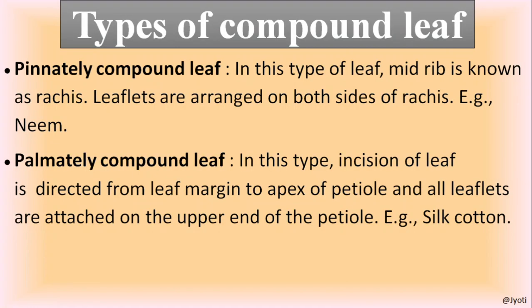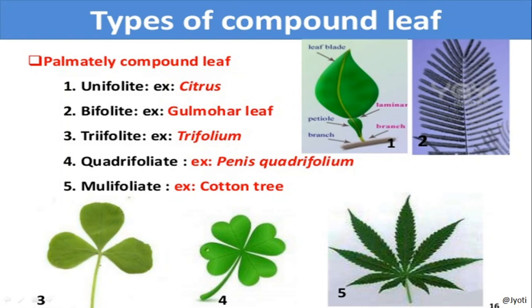Then come to the other type of compound leaf, palmately compound leaf. Palmate, palm, like your palm, like the palm of a human being. So in this type, the incision of the leaf is directed from the leaf margin to the apex of the petiole, and all leaflets are attached on the upper end of the petiole. So let me show you. Yes.